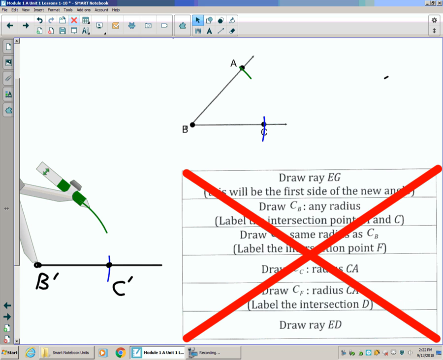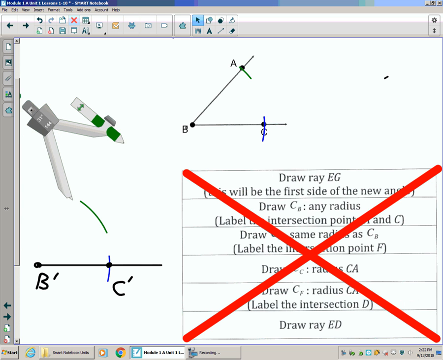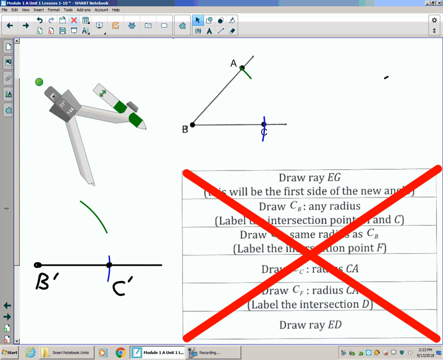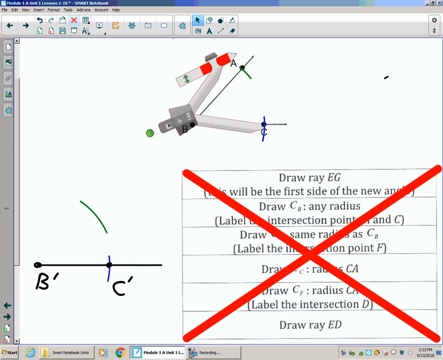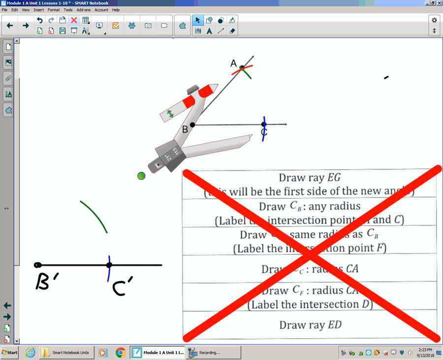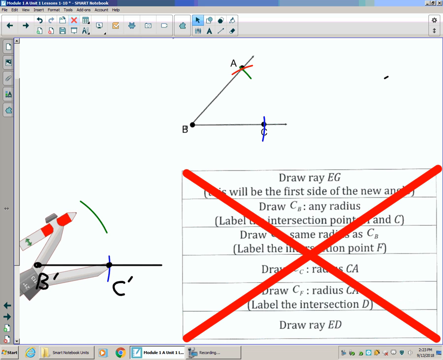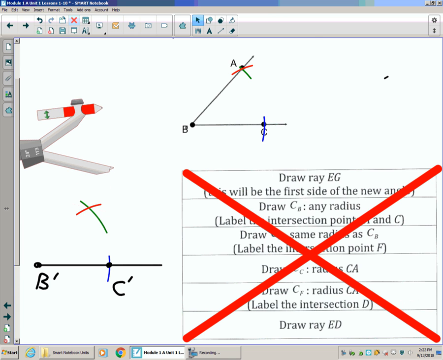Now, I don't know specifically where A is on that green arc, so I have to do one more mark with my compass. And for this, I measure the distance between C and A. And when I say measure the distance, I do not mean with the ruler side of the compass. I mean with the holes in the compass. So pencil on A, compass on C, make an arc. I put the compass down on the copy, C prime, make an arc, and that new point is going to be where A prime ends up.